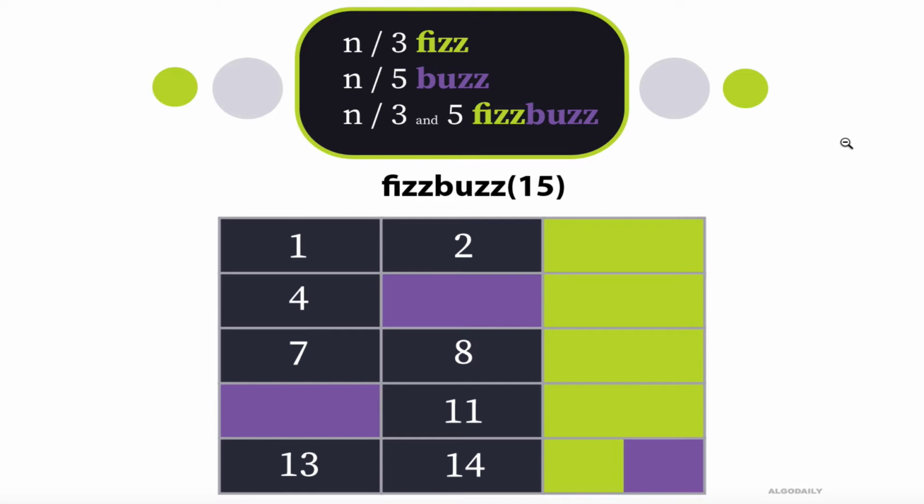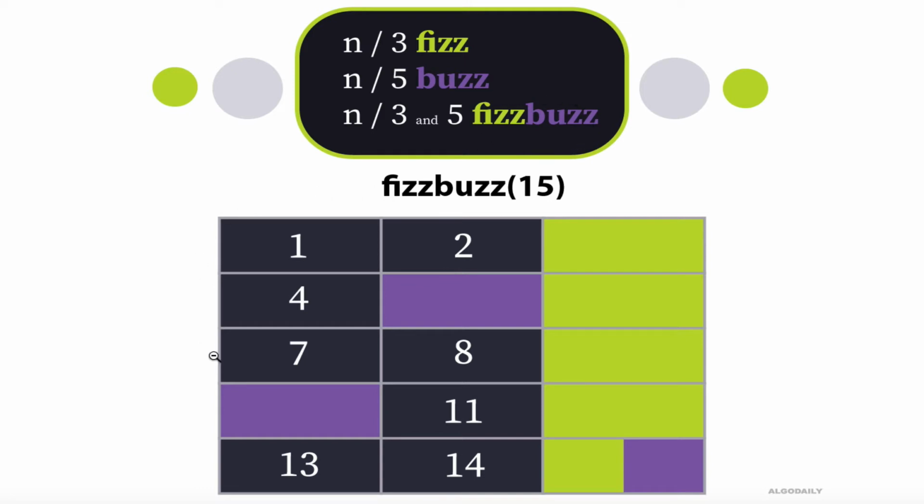So the requirements are pretty straightforward. We're given an integer, and for each number from 1 to the integer, we're going to append a word to a string depending on a few conditions. The first is, if the number is a multiple of 3, we're going to represent it as Fizz. If it's a multiple of 5, we're going to represent it as Buzz. And if it's a multiple of both 3 and 5, we'll represent it as FizzBuzz.